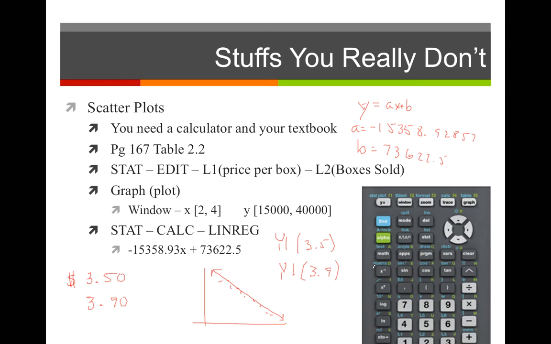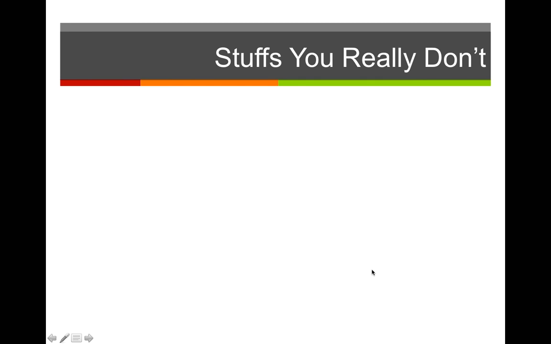So if you do that, Y1 of 3.5 says I'll sell around 19,866 boxes. And if I go to Y1 of 3.9, I get about 13,700 boxes. All right, so that's linear regression. Let's go ahead and do one more here.